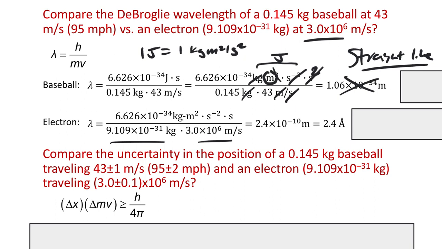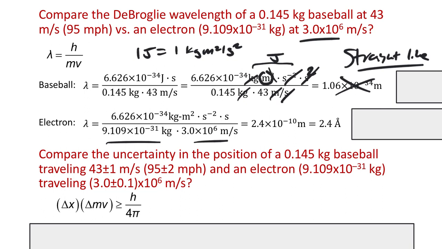And what about the uncertainty principle? In the uncertainty principle calculation, we want to calculate the uncertainty in the position of the baseball traveling at the same speed, but here it's not the speed itself, it's the uncertainty in the velocity. It's how well we know that it's 43 meters per second that comes into play. Let's say our uncertainty is 1 meter per second, which is probably like 95 plus or minus 2 miles per hour.